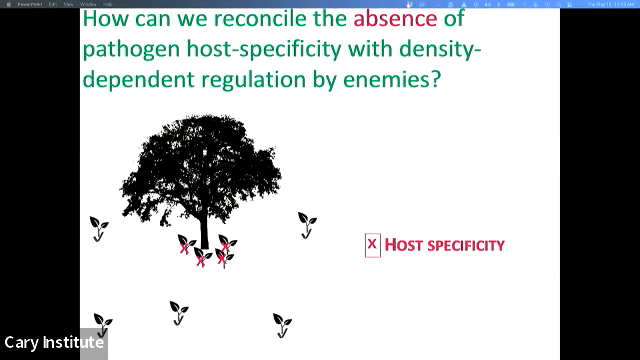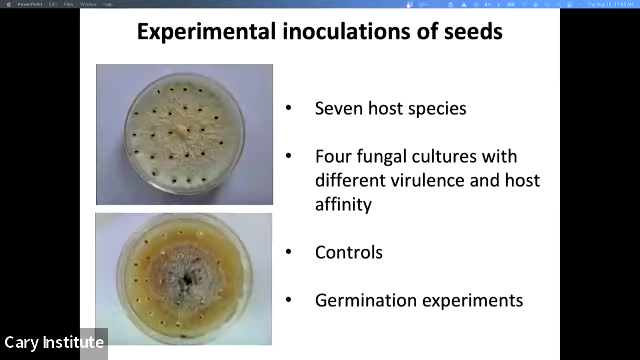So the next question was, how can we reconcile that absence of pathogen host specificity with those results that empirically show over and over again that density dependence is happening in nature, right? And so in order to answer this, we implemented an inoculation experiment in which we inoculated 7 different species of trees or seeds with 4 different fungal isolates.